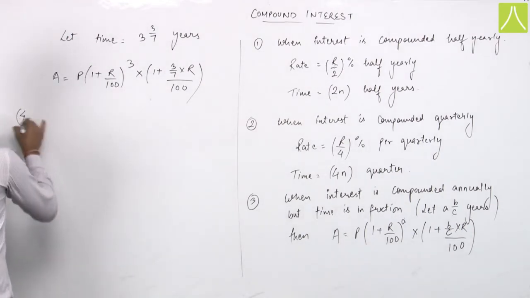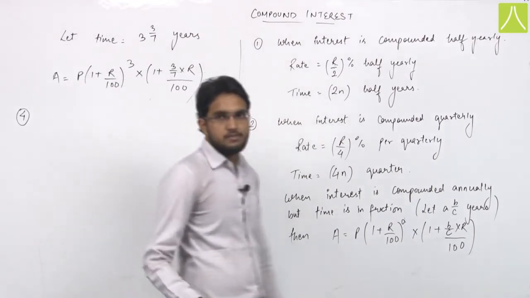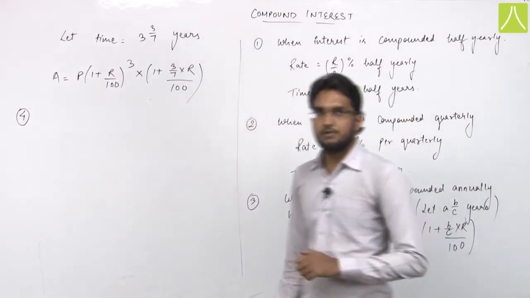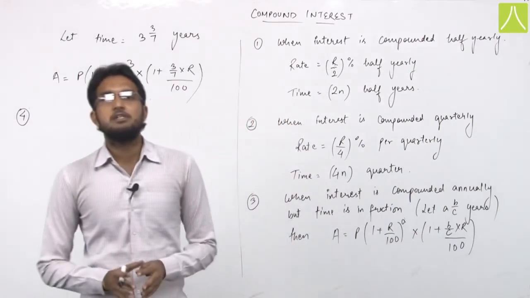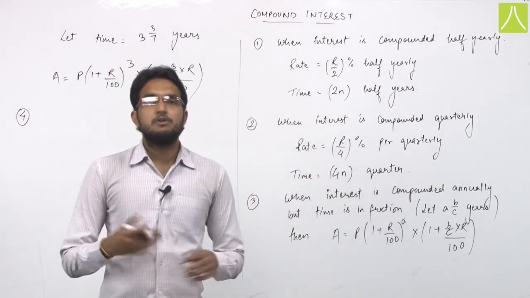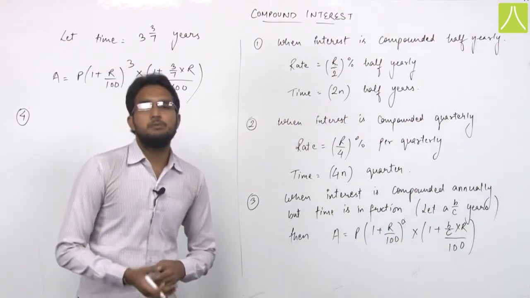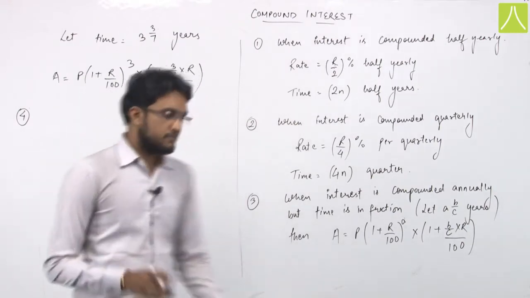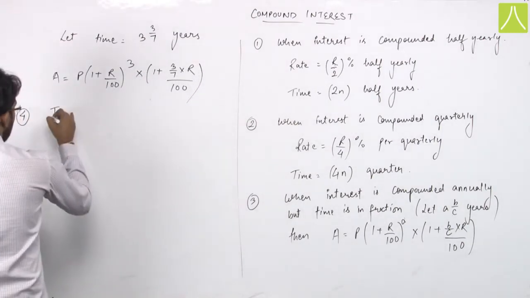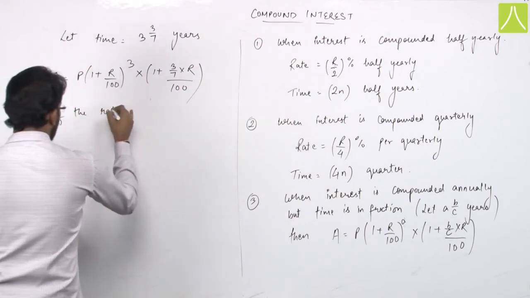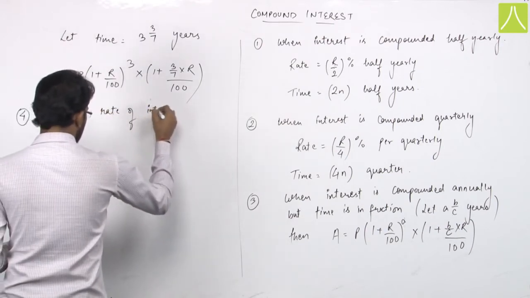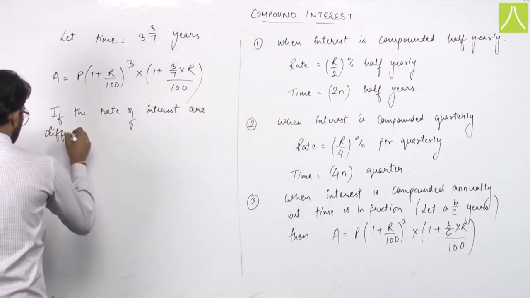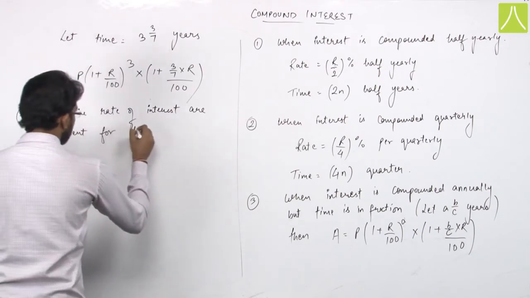We are going to study one more type of formula, when we are given different rates of interest for different years. For example, for the first year the rate of interest is 5, for the second year it is 7, and for the third year it is 8. So for different years a different rate of interest has been compounded. For that case we are going to deduce a formula, if the rates of interest are different for different years.